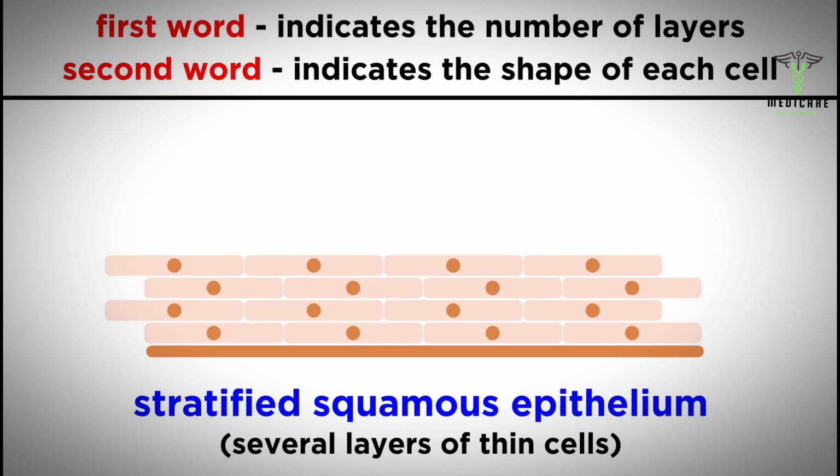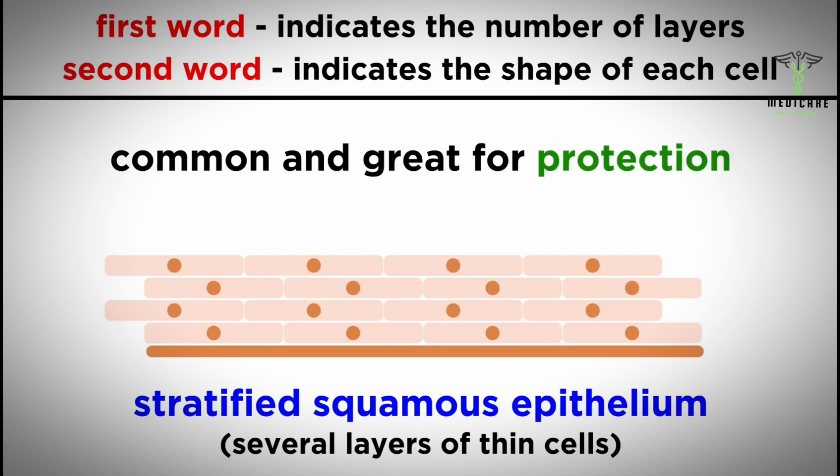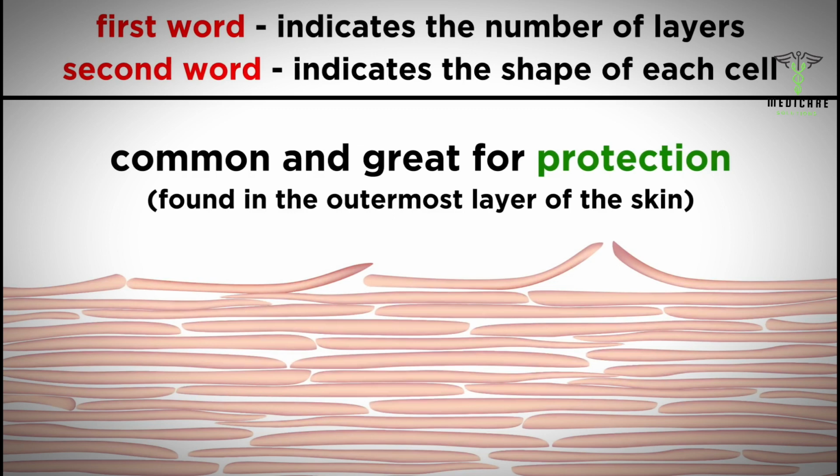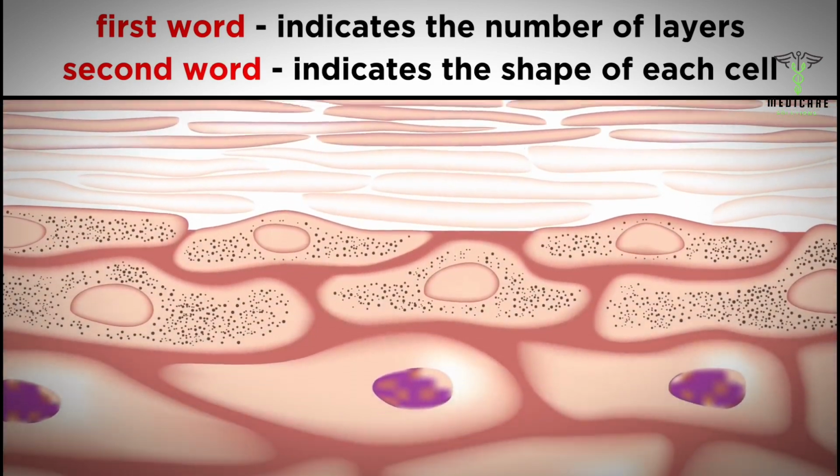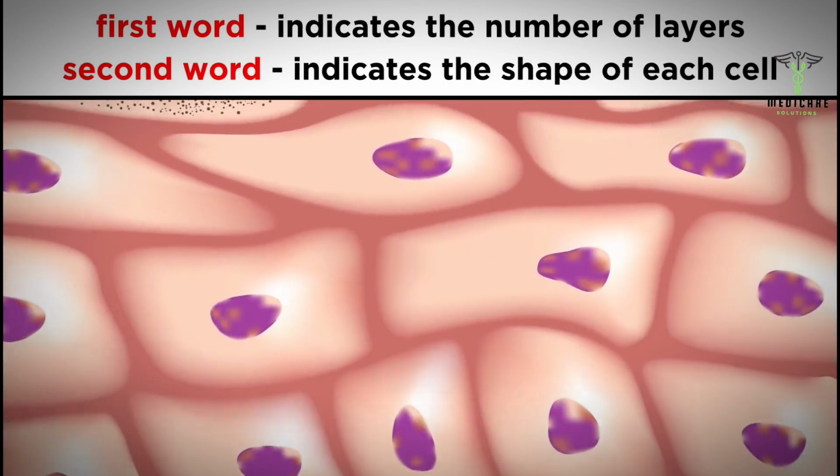Now let's move on to stratified squamous epithelium, which is several layers of thin cells. This is extremely common and perfect for protection, which is why the outermost part of our skin has this composition. The cells at the surface are squamous, able to quickly regenerate if rubbed away. But as we go deeper, the cells actually become cuboidal or even columnar.